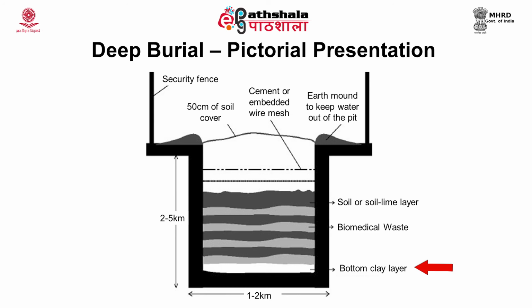It consists of a bottom clay layer, above which the biomedical wastes are layered, and alternatively it is layered with soil or a soil lime layer. The overall height of the system should be around 2 to 5 meter and the width should be around 1 to 2 meter. The top 50 centimeter should always be covered with a soil cover. Below the soil cover, there should be a cement or embedded wire mesh.